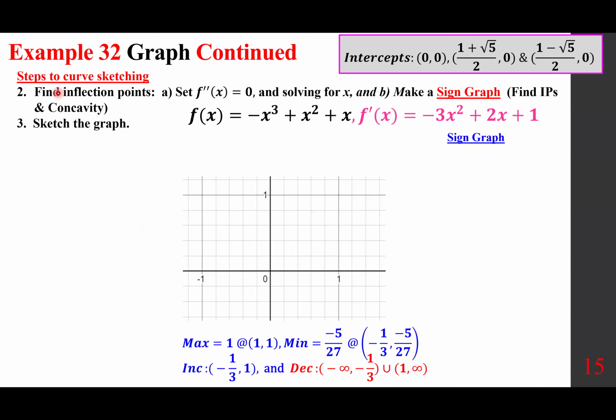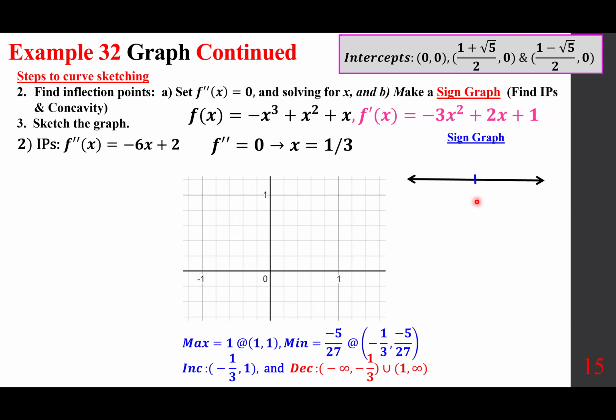Now, the next step is to find inflection points. How do we do that? We find f double prime. So I wrote everything from the previous page. I wrote f of x, f prime of x, intercepts, max, min, and the rest of them. And now I'm going to find f double prime, which is minus 6x plus 2. Set this equal to 0, and you get 1/3.